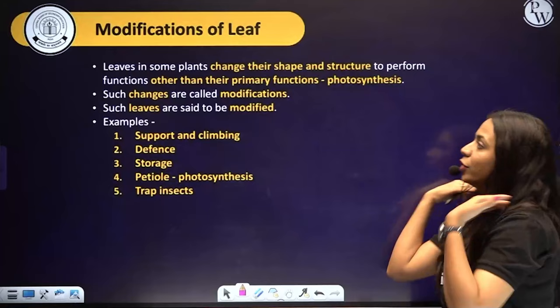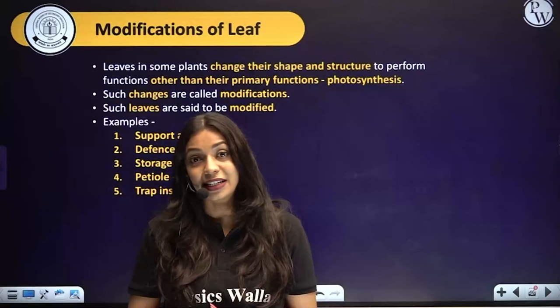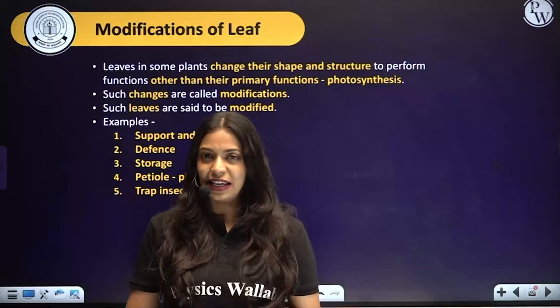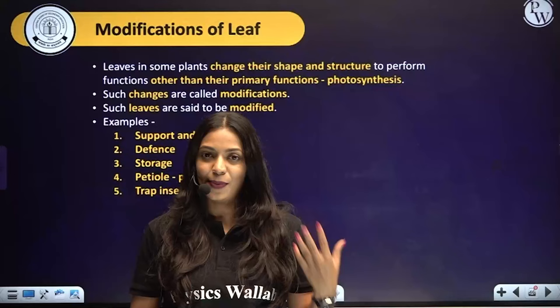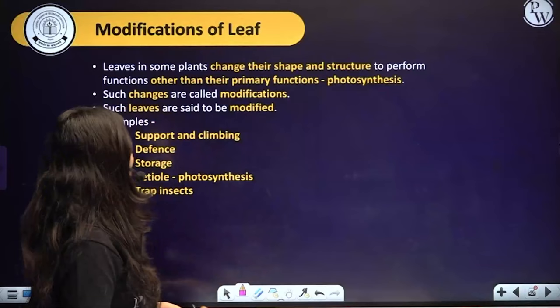The primary function of leaf is to perform photosynthesis, right? Sometimes the structure and the shape of the leaf undergoes some modifications, and apart from performing its primary functions, it takes up other functions which are referred to as modifications. I've told you this earlier with respect to root and stem as well. It holds good for leaf as well. Leaf modifications are those changes that happen in leaves when they're performing functions other than the primary function, which is photosynthesis.